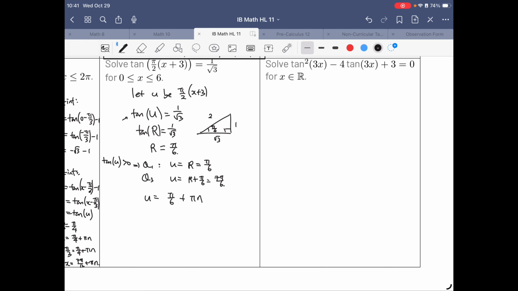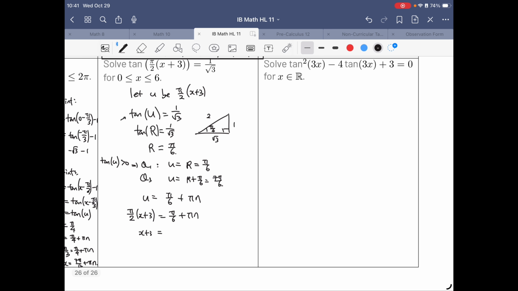And then now let's replace u back with pi over 2 x plus 3. So let's solve for x. X plus 3 is going to be equal to, multiply by 2 over pi on both sides, so it's going to be 1 over 3 plus 2 over pi, so that's going to be plus 2n. X is equal to minus 3 on both sides, so what is that? Minus 8 over 3 plus 2n. Because we're looking for the answers between 0 and 6, my answers are going to be, oh, my bad, 8 over 3, isn't it?